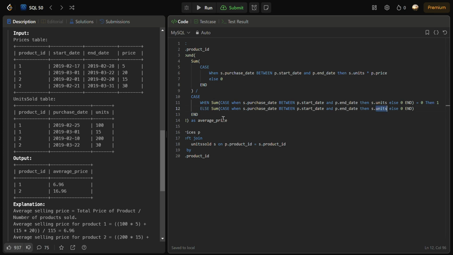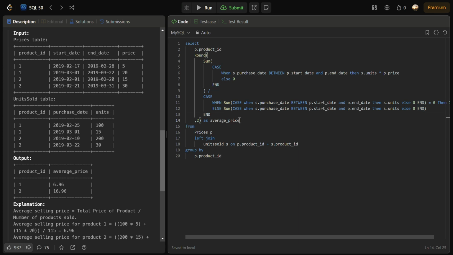Hence, for each product ID, when the purchase date is between the start and end date, we sum up the units. For product ID number one, you'll see that 100 will get added with 15, and we'll get 115. So we divide by 115 and round it to two decimal places as the average price. From which table are we doing this? From the prices table p, left joining it with the units sold table on the common column, product ID, and we are grouping it by product ID.